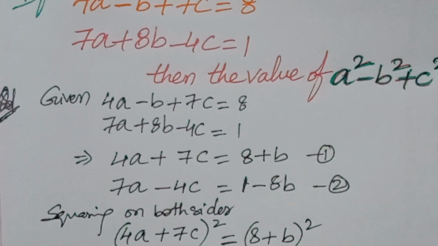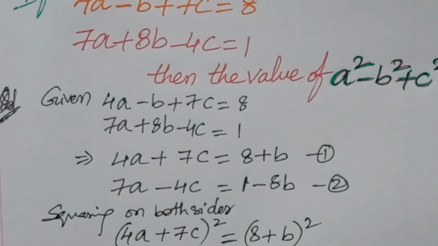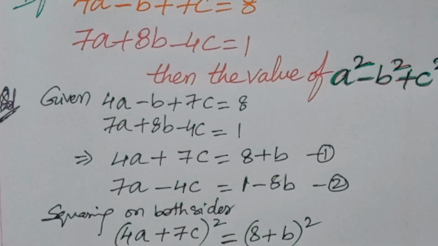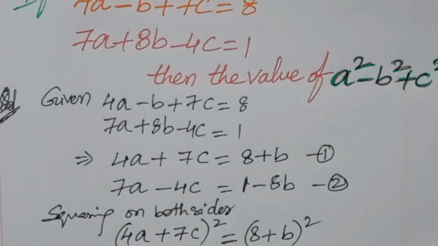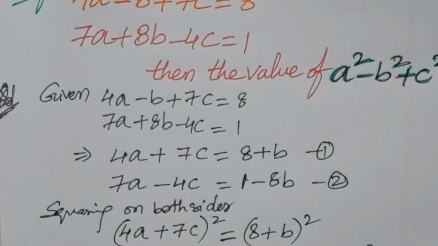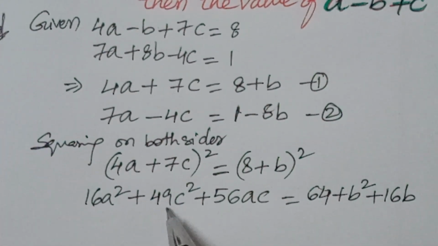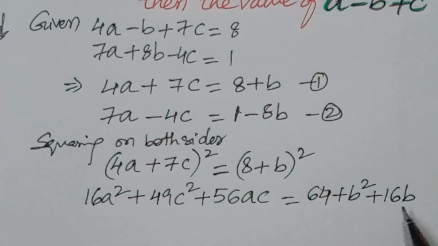So here 4a square means 16a square, plus 49c square, plus 56ac is equal to 64 plus b square plus 16b. That is the first one. Using the identity, square of the sum is a square plus b square plus 2ab.